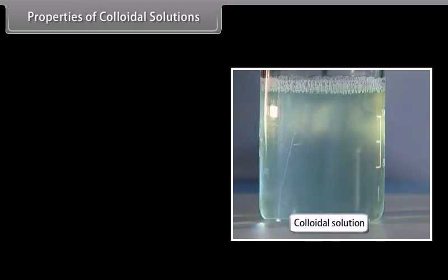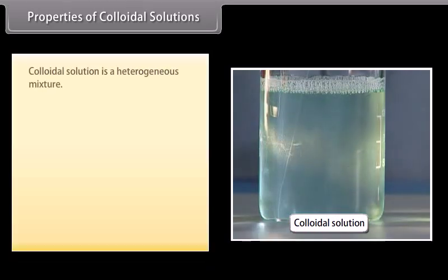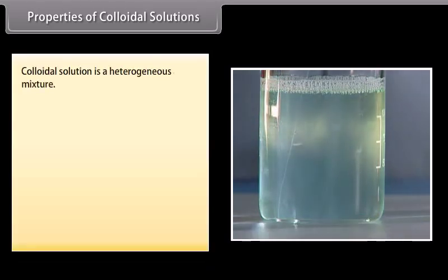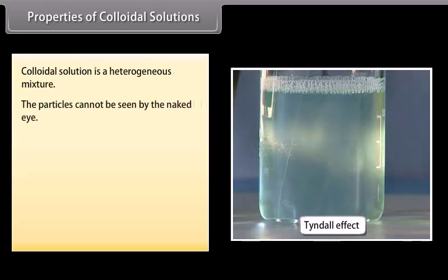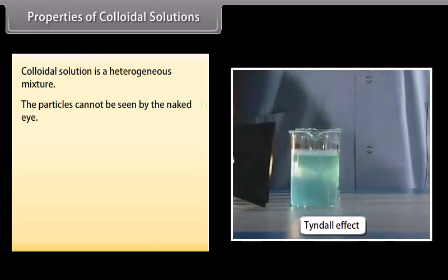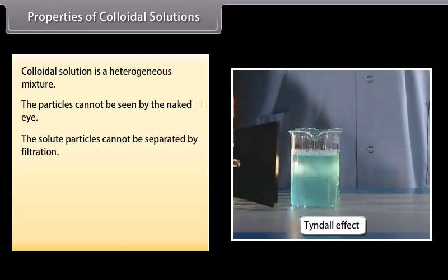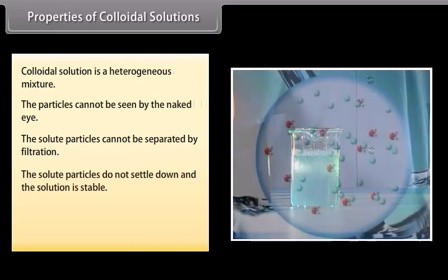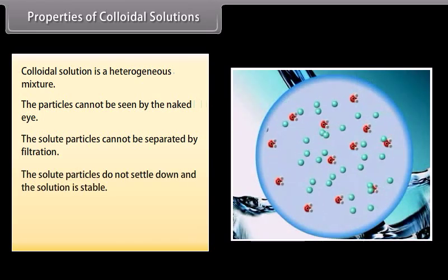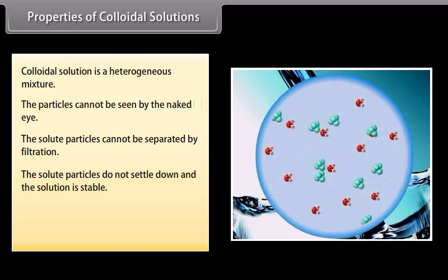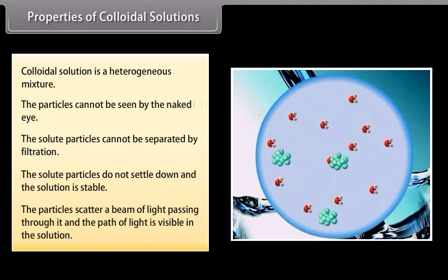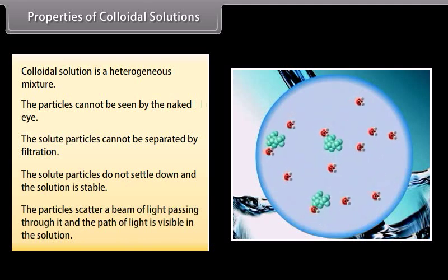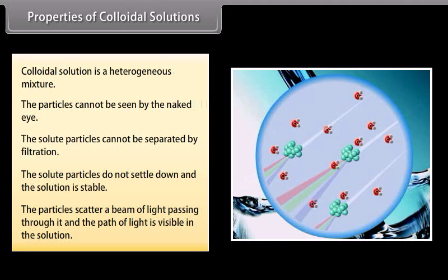Properties of colloidal solutions. Colloidal solution is a heterogeneous mixture. The particles cannot be seen by the naked eye. The solute particles cannot be separated by filtration. The solute particles do not settle down, and the solution is stable. The particles scatter a beam of light passing through it, and the path of light is visible in the solution.